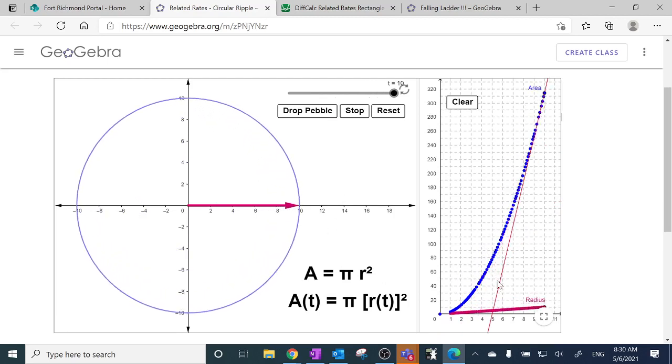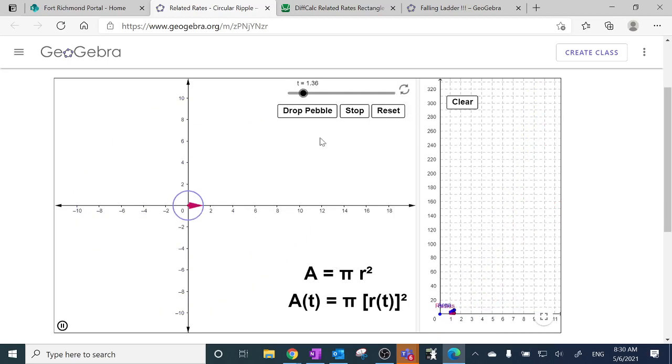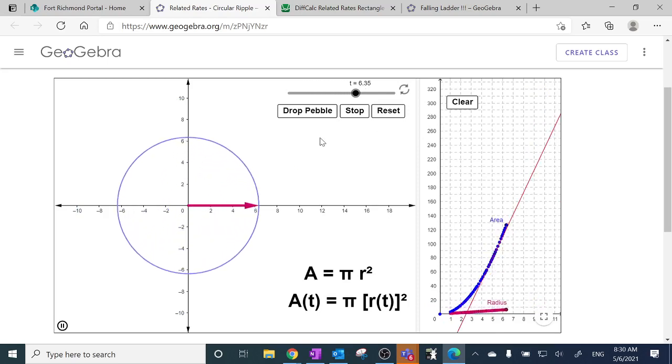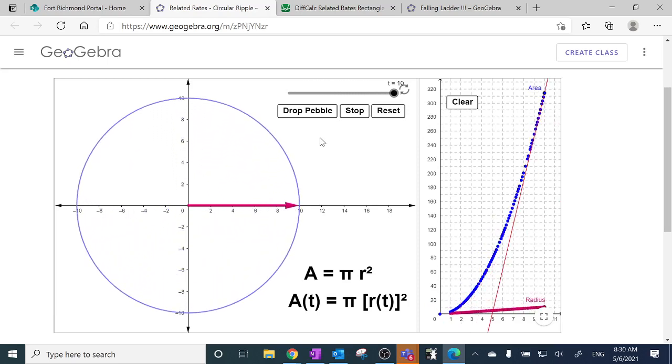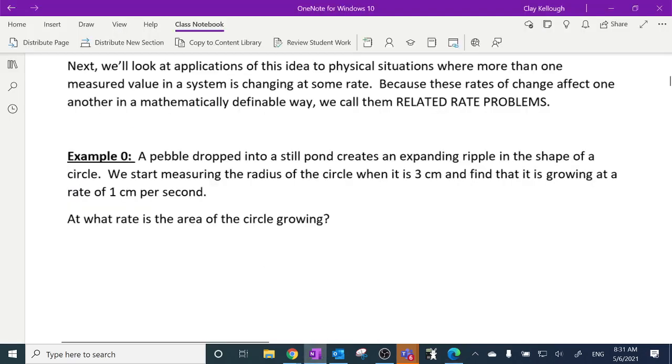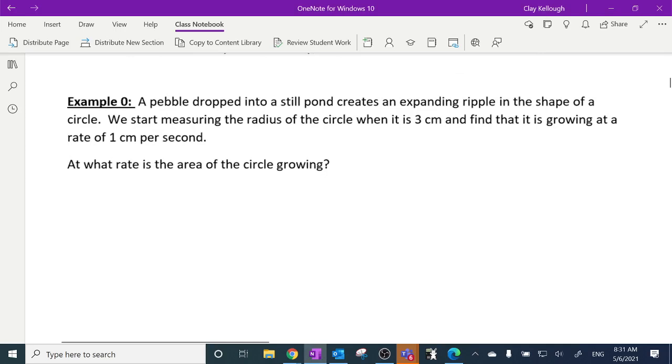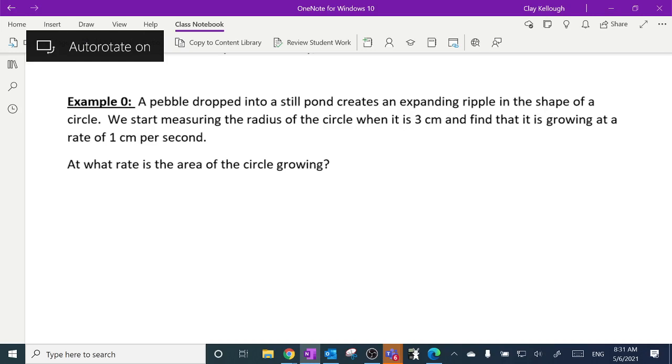And of course, this red line here, you could probably guess what that is, right? That's the slope of area's curve. So that would represent the rate of change of area. And of course, it's going to be a tangent to the curve. And we would like to solve this problem. At what rate is the area of the circle growing? So let's see what we can do with this problem.